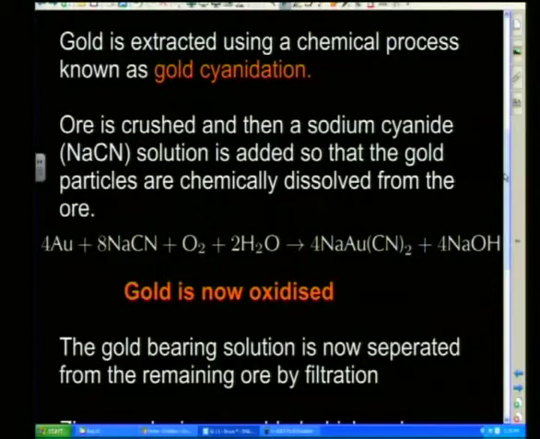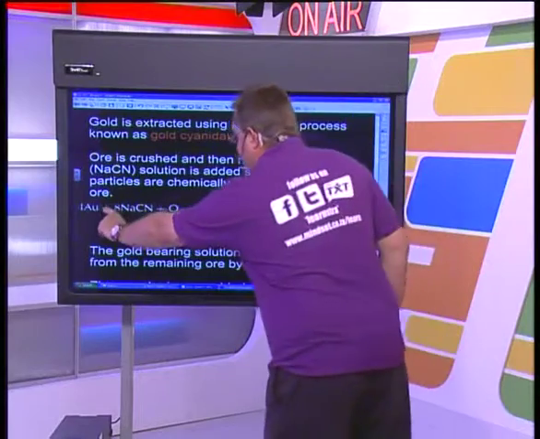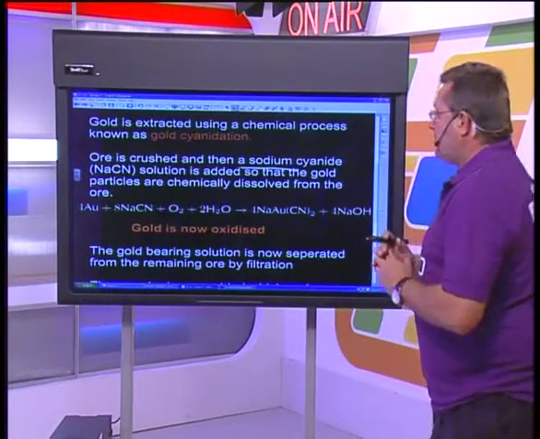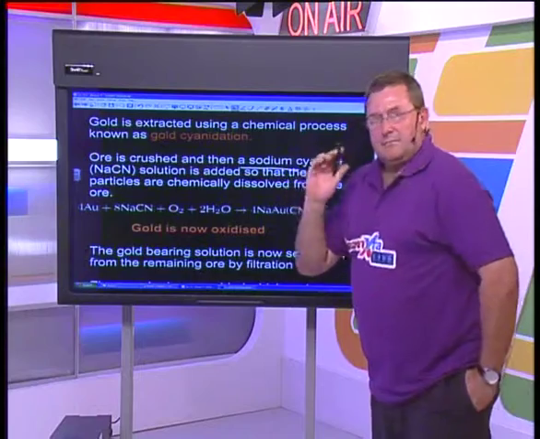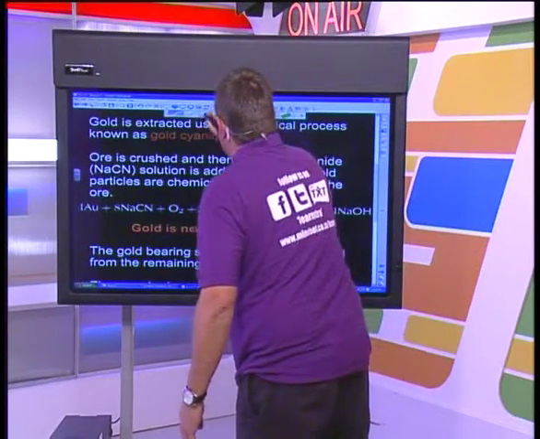As I said, the ore is crushed. The rock that comes up has to be crushed, and they then use sodium cyanide. They can use potassium cyanide, but they prefer sodium cyanide, and there's the chemical formula for sodium cyanide, NaCN. When we add the sodium cyanide solution, the gold particles are dissolved out of the ore. If you have a look at the chemical equation, it's a rather nasty looking equation, but we'll break it down and make sure we understand it.